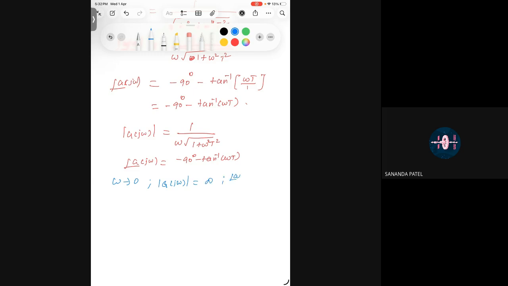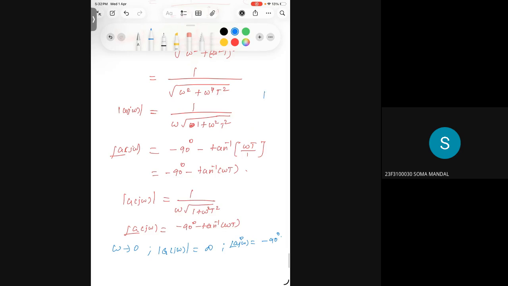My angle would be, Ma'am, can you explain how you write minus 90 minus tan inverse omega t by 1? For an omega representation like this, we can straight away write minus 90 degree, because it is an orthogonal component to your plane, right? So when you find an angle for 1 by omega, it will be minus 90 actually. For omega, it is 90. Since it is 1 by omega, it is minus 90 degree. For this, I have calculated tan inverse of b by a. That's it.